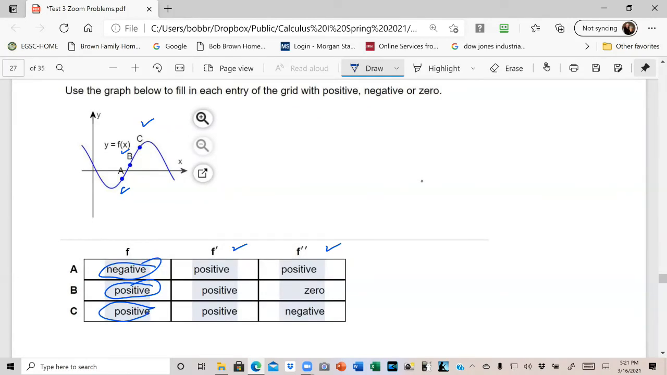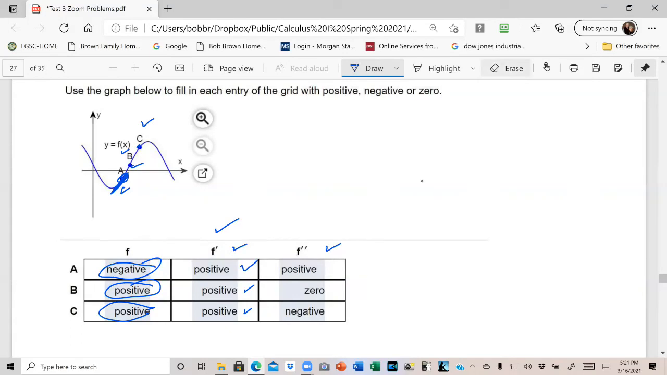Now, look at A and figure out what the derivative would be. Well, at A, the tangent line slope is positive, so it's positive. At B, it's also still positive. And at C, it's still positive.